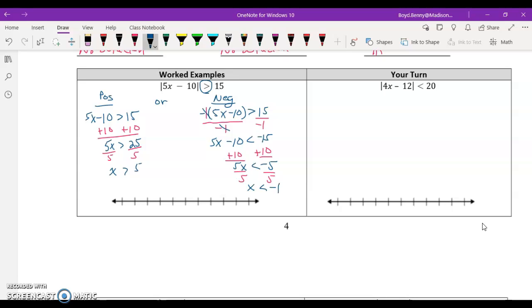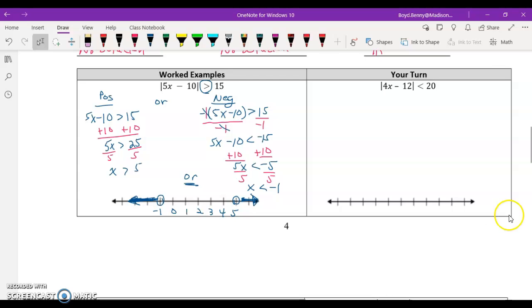Okay, so let's go ahead and graph this. 0, negative 1, 1, 2, 3, 4, and 5. Again, this is an OR. This says x is greater than 5, so that's an open circle, shaded to the right. x is less than negative 1, that's an open circle, shaded to the left. And for this to be true, at least one of these needs to be true, not both of them, because this is an OR statement.